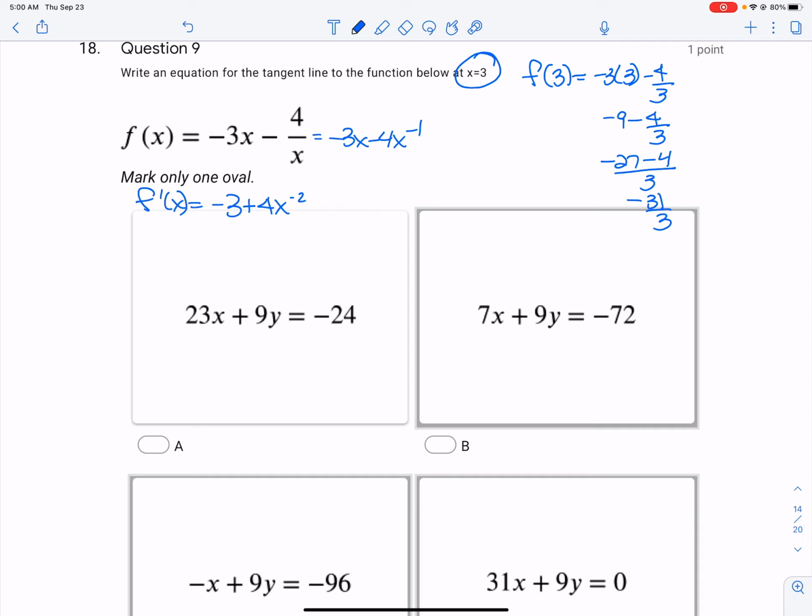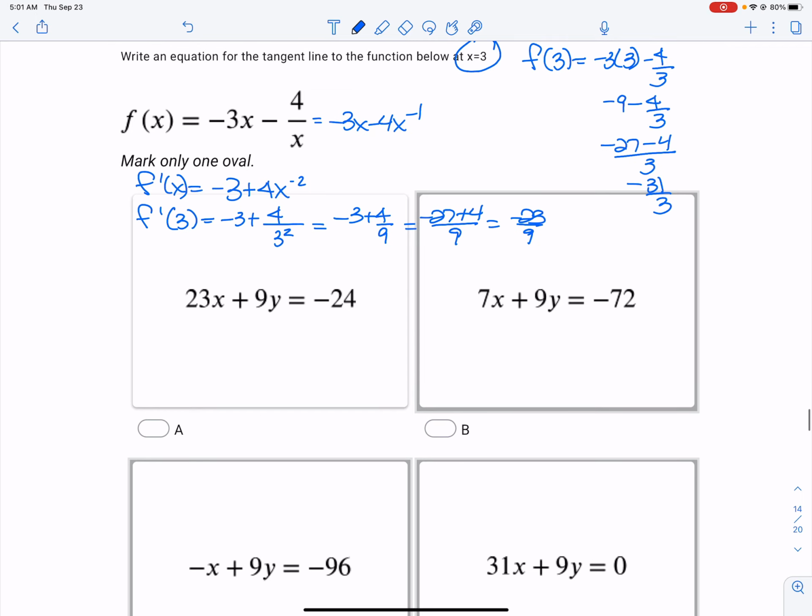Okay, so f prime of 3 is going to be negative 3 plus 4 over 3 squared. So negative 3 plus 4/9. So then I get negative 27 plus 4 over 9. Oops, not 29, just 9. So then this gives me negative 23 over 9. So what I have is y minus 31 over 3 is equal to negative 29 over 3 times x minus 3.